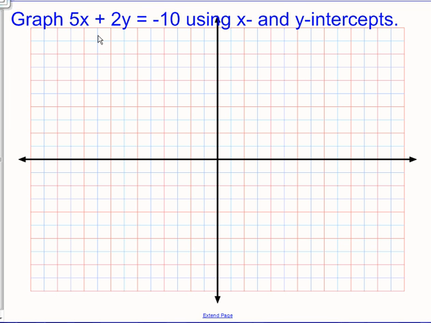Here's another example. We have 5x plus 2y equals negative 10, and we want to use x and y intercepts. I'm just going to get you started on this, right here on the graph. The first thing I'm going to do is find my x-intercept and my y-intercept. I'm going to find my y-intercept first.